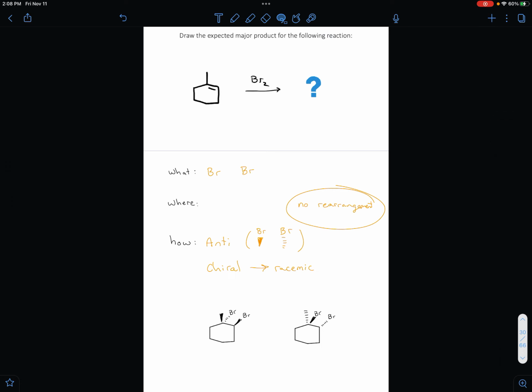So hopefully that gives you some sense of how you would approach these one-step synthesis problems with halogenation when all the reagents are given to you.